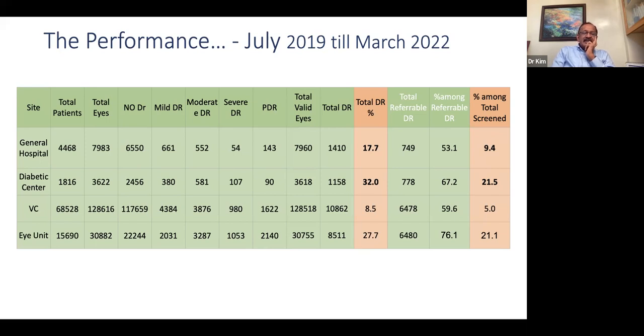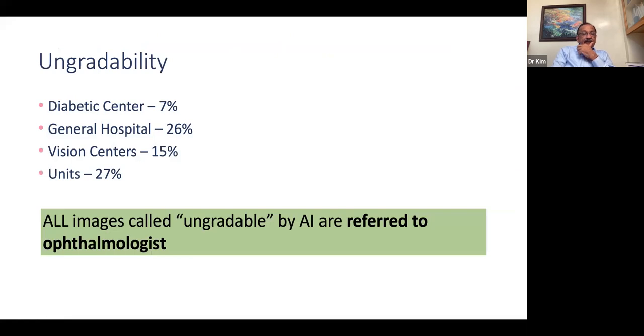In the vision centers, it was only 8.5% because we were seeing across all strata of patients. Whereas in the eye unit, which means the general units when the patient is coming into the hospital, the numbers were quite high because these are patients who are only diabetic with eye problems being screened, and that's the number that we see as high.